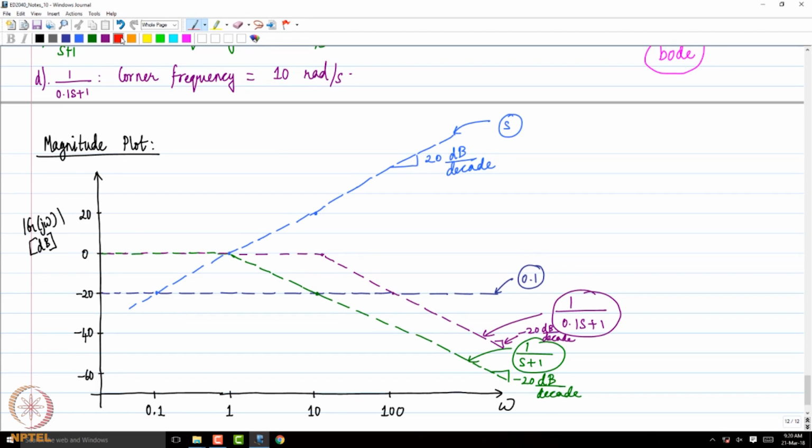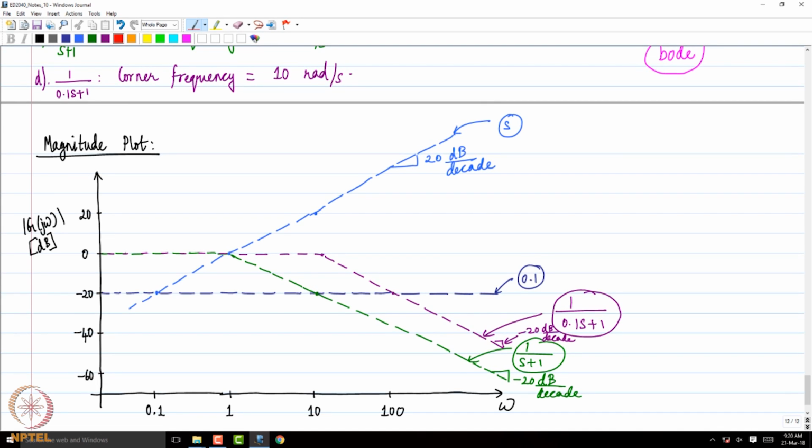So what will happen? I have this plot for this s term, which essentially is a straight line with a slope of plus 20 decibels per decade, but that's going to be shifted down by minus 20 decibels. Why? Because I have the factor of 0.1, right? So let me start by plotting the bode plot till the corner frequency of 1. So what's going to happen? I need to shift the graph of the s term by minus 20 decibels.